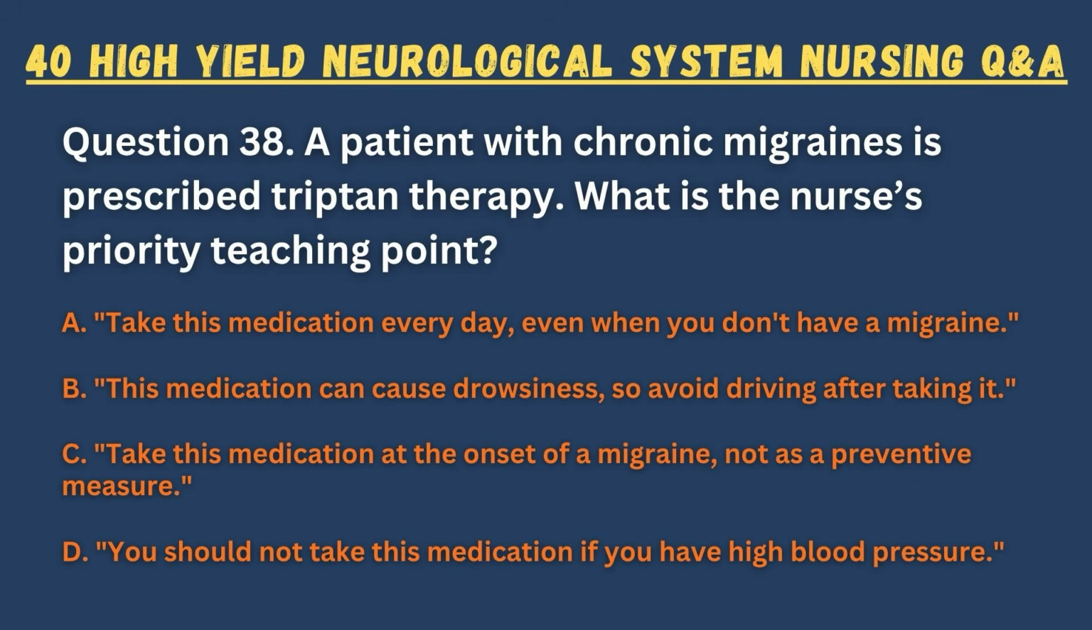Question 38. A patient with chronic migraines is prescribed triptan therapy. What is the nurse's priority teaching point? A. Take this medication every day, even when you don't have a migraine. B. This medication can cause drowsiness, so avoid driving after taking it. C. Take this medication at the onset of a migraine, not as a preventive measure. D. You should not take this medication if you have high blood pressure.